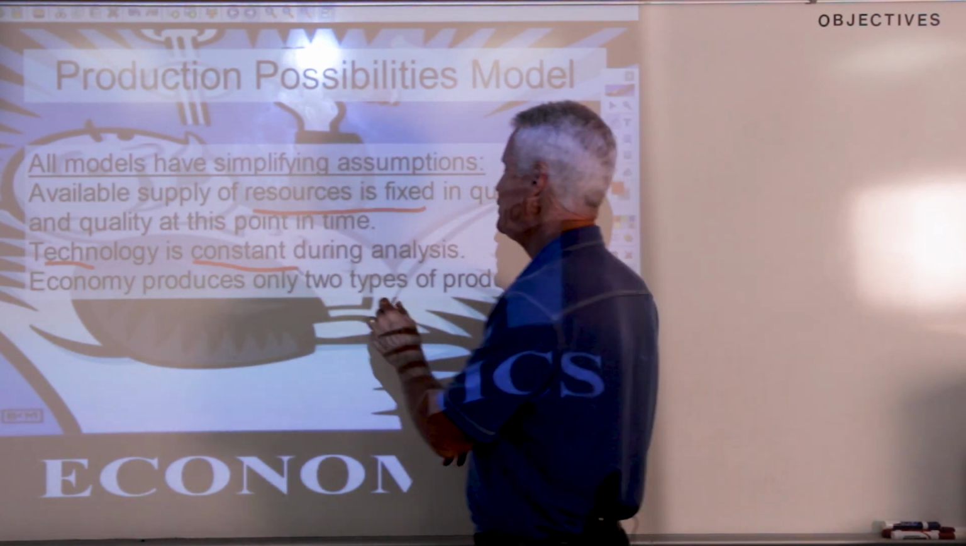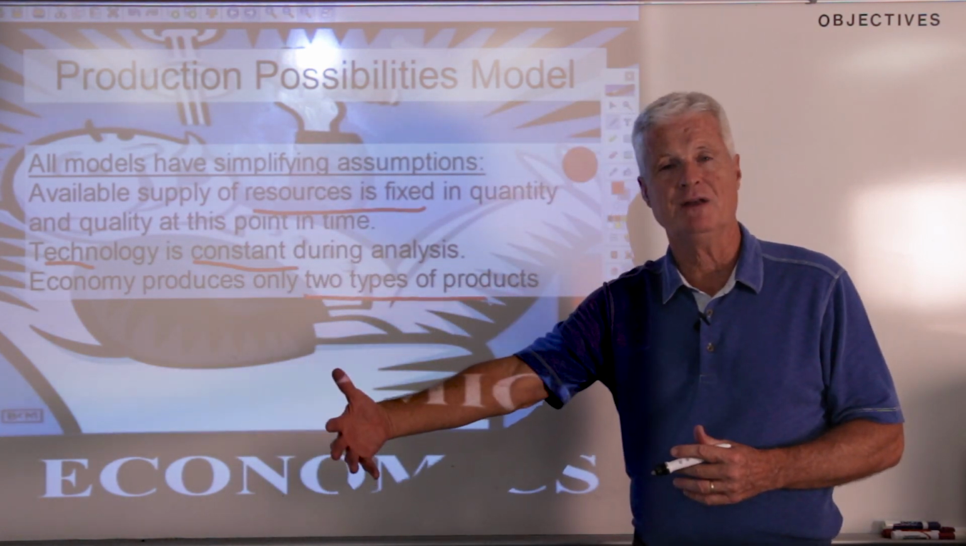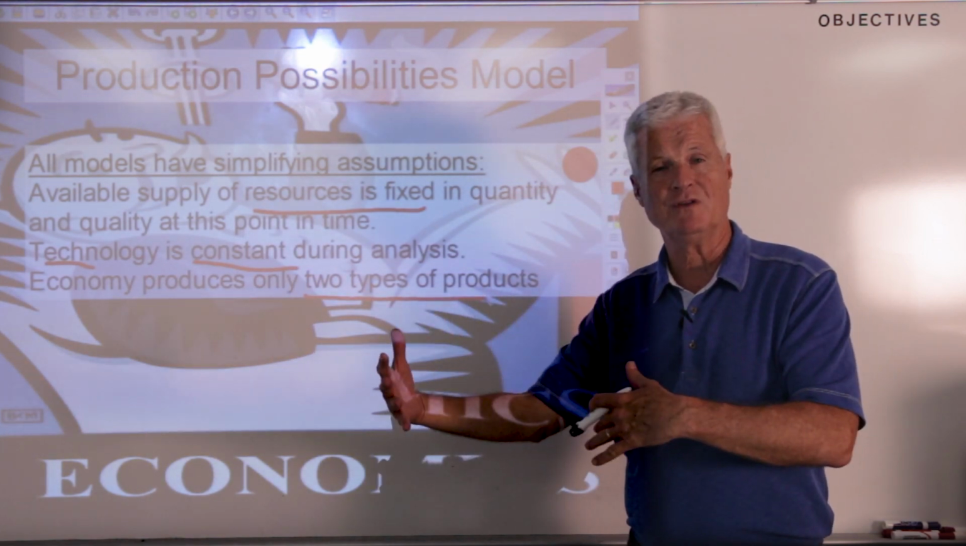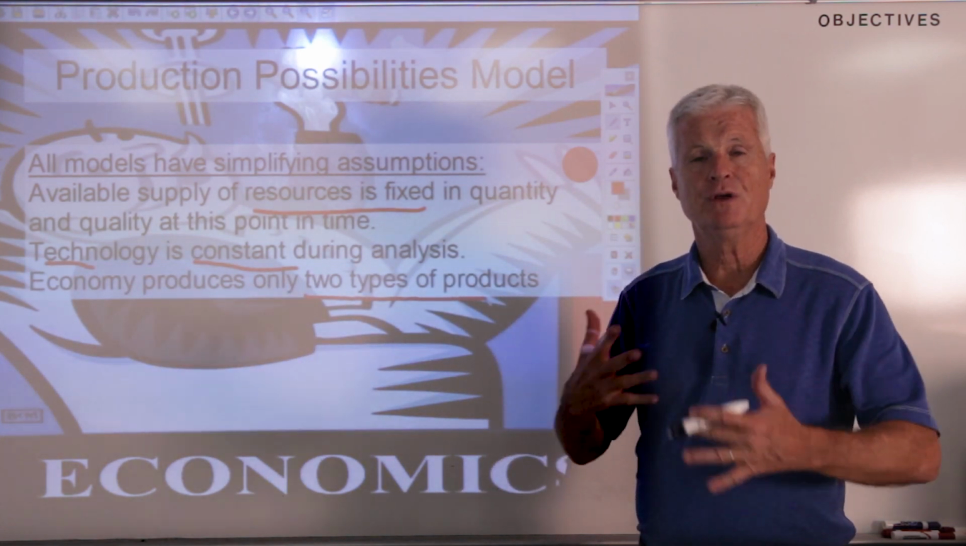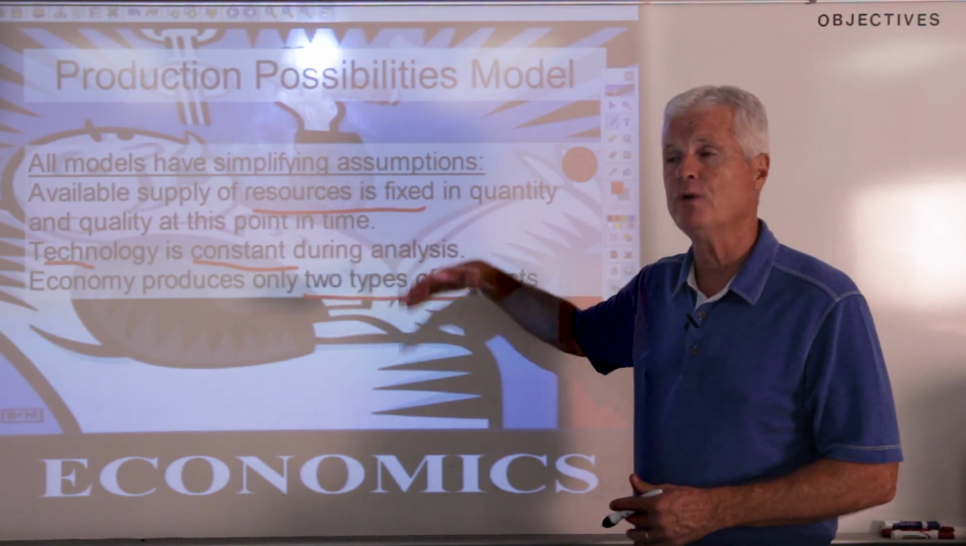And the economy produces only two types of products. And that's just a simplifying assumption. Of course, that doesn't make any sense, but it does for comparison purposes. If you can understand one, you can understand multiple situations. So in economics, to simplify the model, we only have two products.